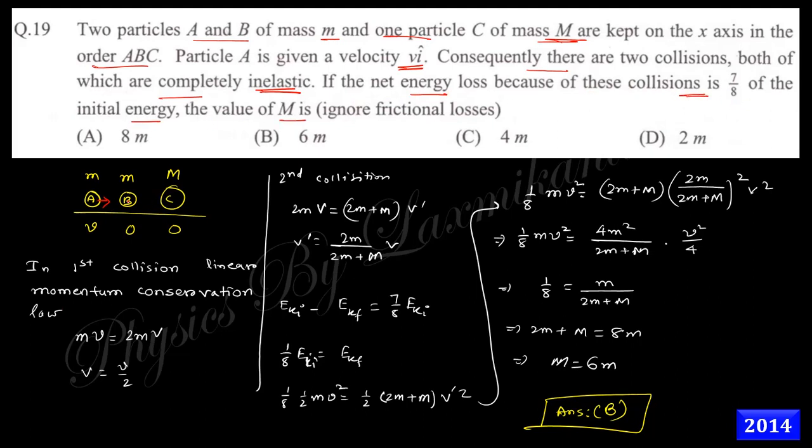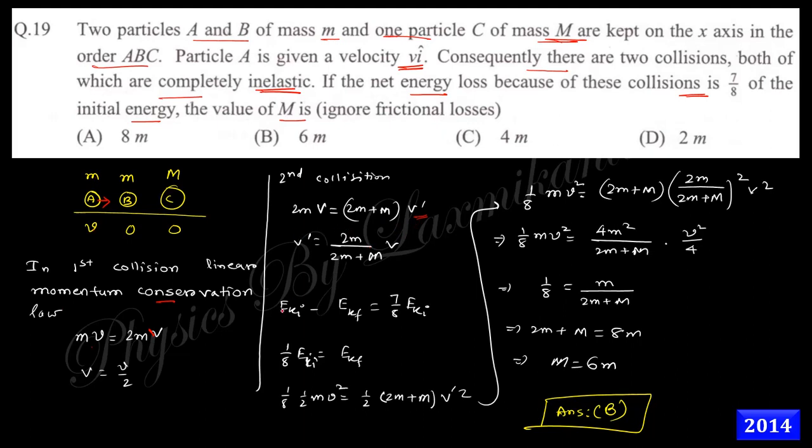If the net energy loss because of this collision is 7 by 8 of the initial energy, find the value of capital M. In the first collision, these two collide. Using the linear momentum conservation law, mass times velocity before collision equals after collision, 2m times velocity capital V. So capital V is small v by 2, where small v is the velocity of this mass before collision. In the next collision, after combining these two, the mass will be 2m with velocity like that, and after the second collision the mass will be 2m plus capital M with a new velocity taken as v prime. So what will be the value of v prime?